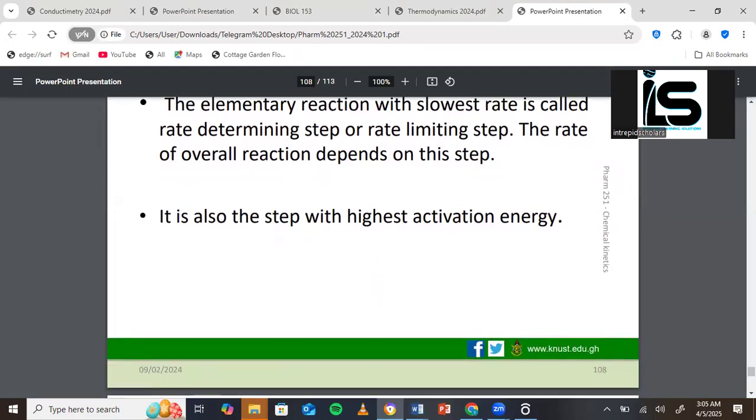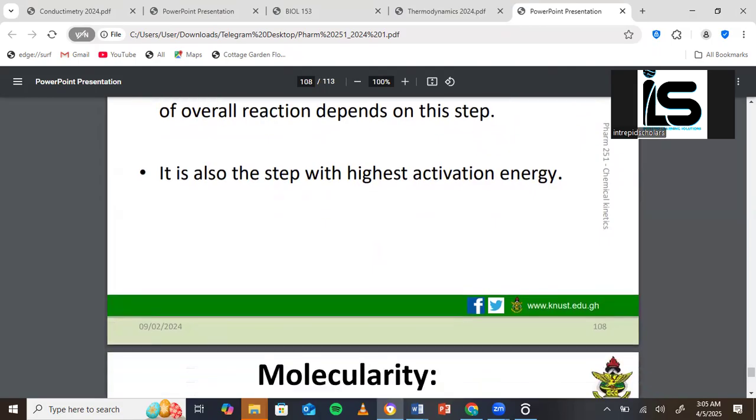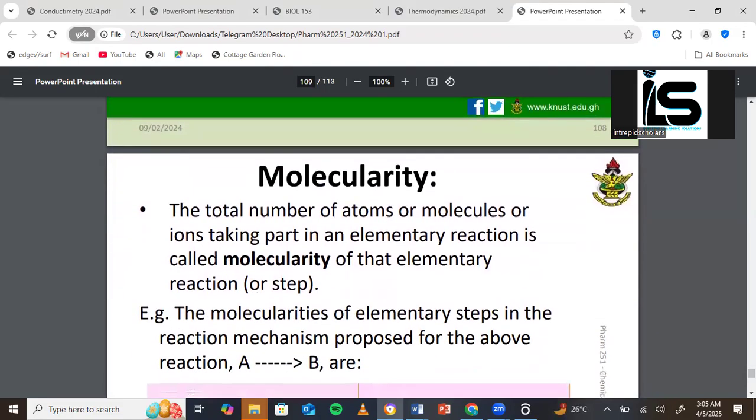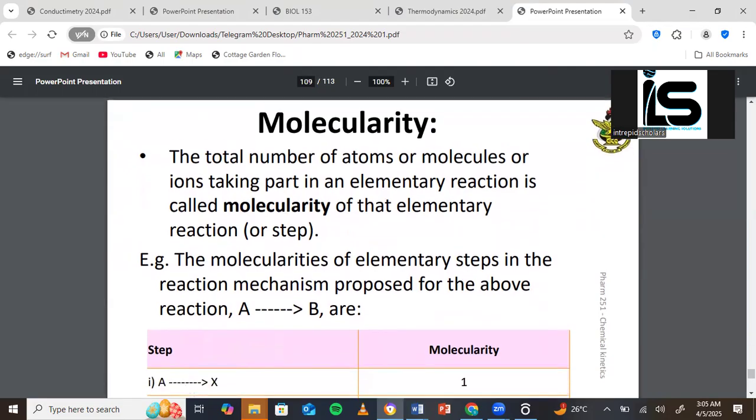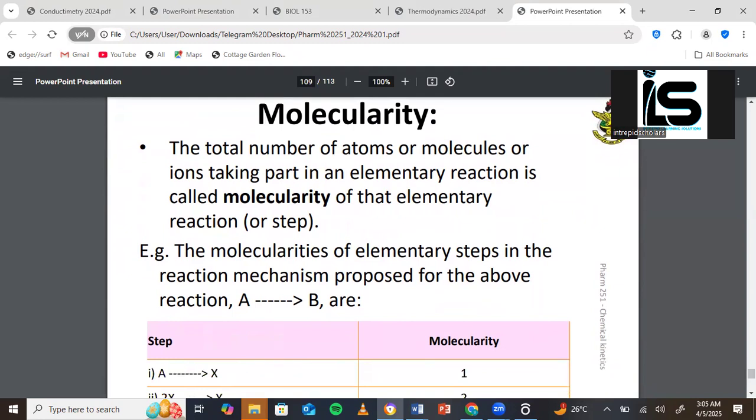Now, it is the slowest step because it requires the highest activation energy. Now, under the same mechanism of action, we introduce ourselves to a concept called molecularity. We are saying molecularity is the total number of atoms or molecules or ions taking part in the elementary process. Right now, we are not talking about the product, we are talking about the reactants in the elementary process.